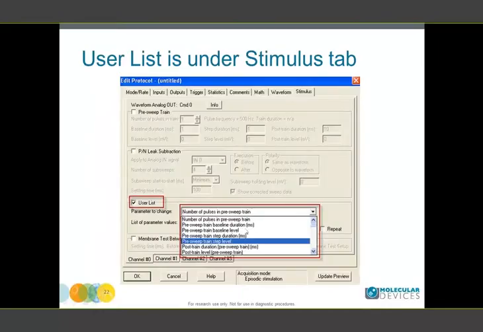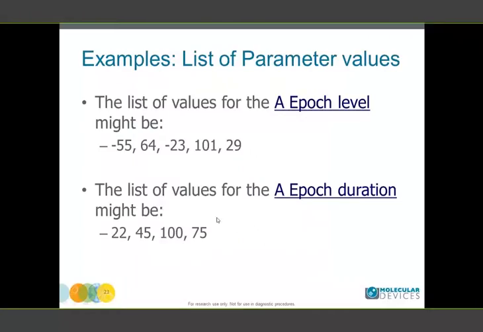They just show it here. Just type the number here. Now, for the epoch duration, you just type, like, 22 milliseconds, comma, 45, and comma 100, right? It's very easy.